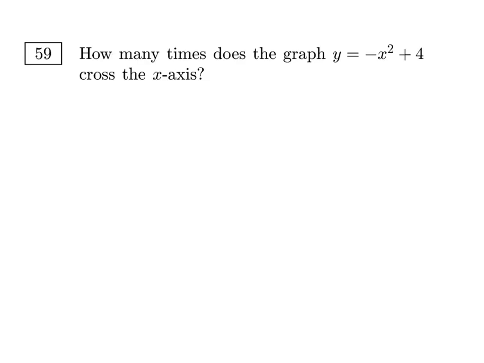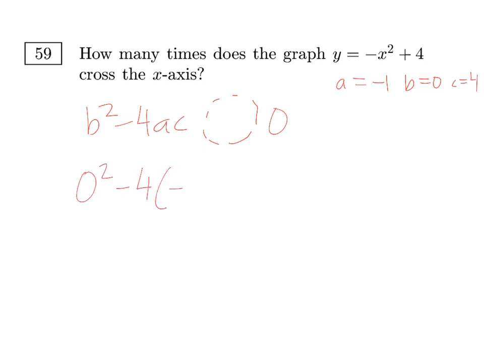How many times does the graph y equals -x squared plus 4 cross the x-axis? To answer this question, you could simply use the discriminant, b squared minus 4ac, and figure out its relationship to 0. That's the easiest way to do it. So b squared, we have 0 squared minus 4 times a, -1, times c, 4. So I get 0, plus 4 times 4, which is 16.